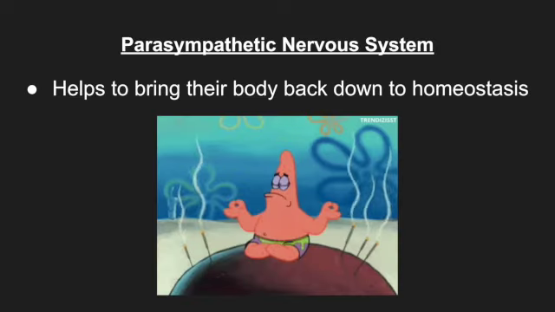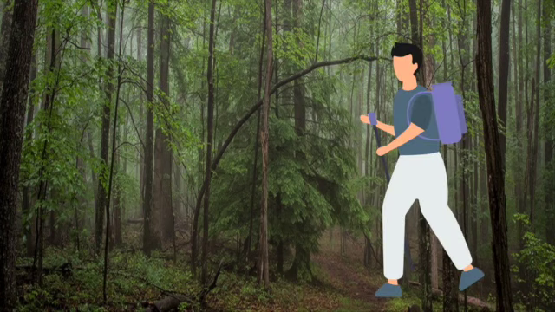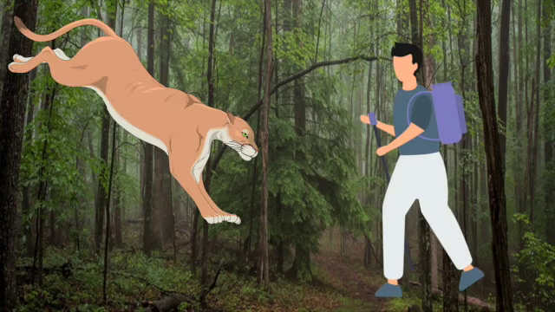back down to homeostasis. You can see these two nervous systems in action when a person encounters something scary or stressful. Say a person was just hiking and a mountain lion suddenly jumped out in front of them. This clear object of danger will cause the sympathetic nervous system to kick in. With it, they will begin to take deeper breaths and feel the heartbeat increase as their body is preparing to either fight the animal or flee from it.